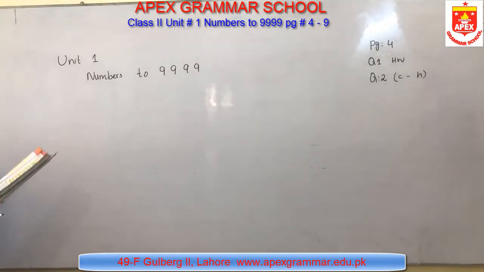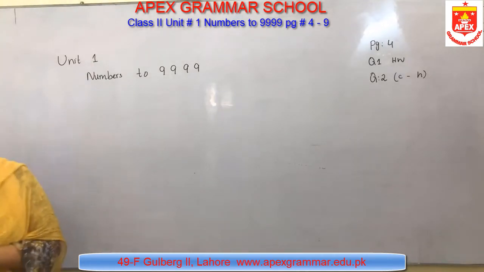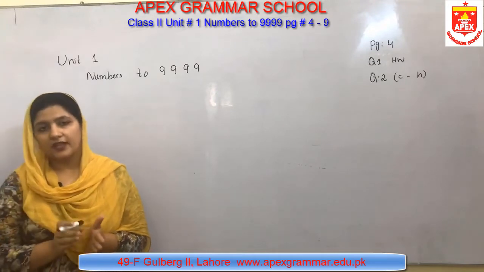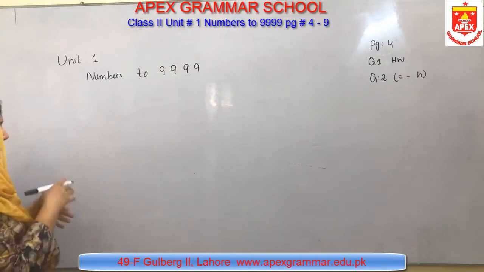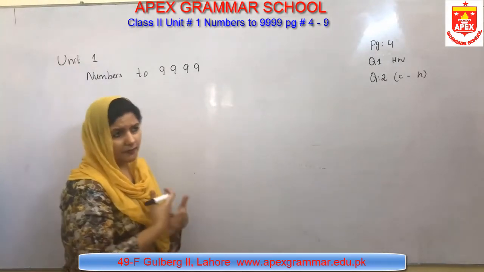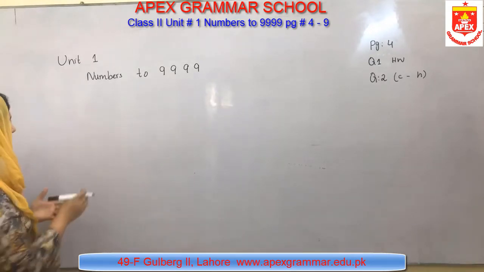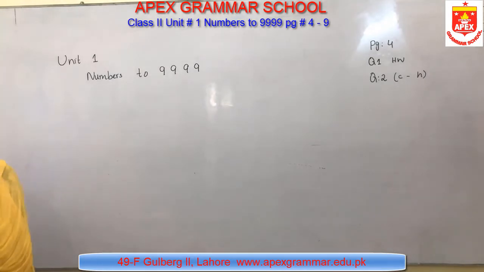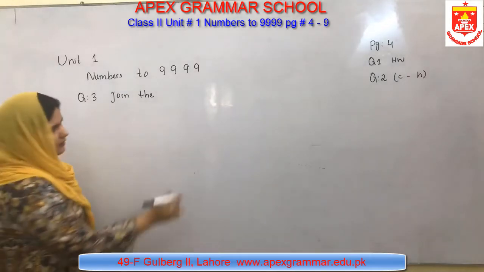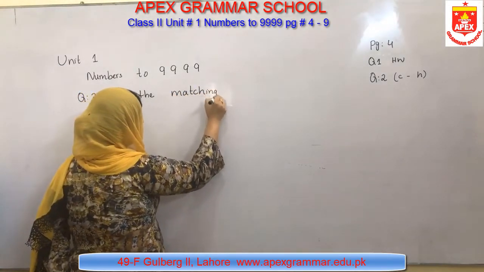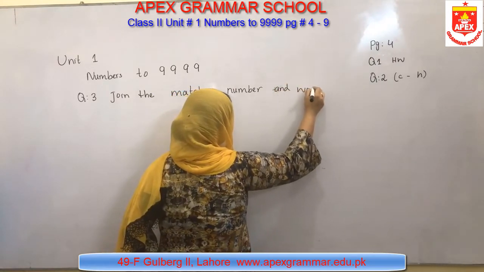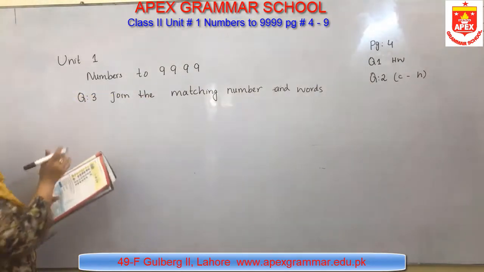Okay, now start question number 3. Firstly, we write the numbers, and now we draw lines to join the words with numbers. In previous class, in grade one, you also learned number words. So we join the number with words. Draw a line joining the matching numbers and words. Question number 3. First is 3000.